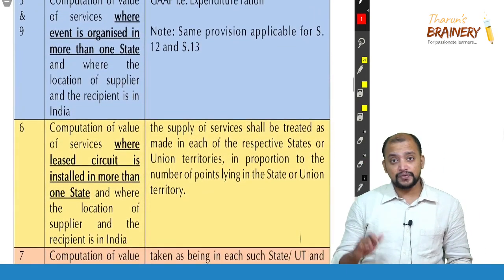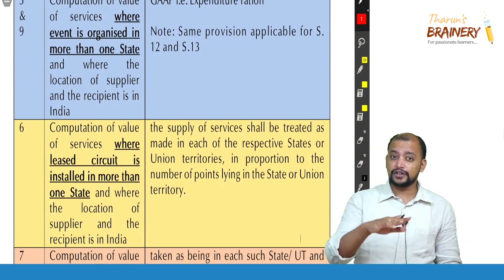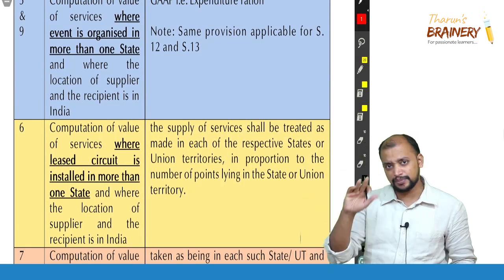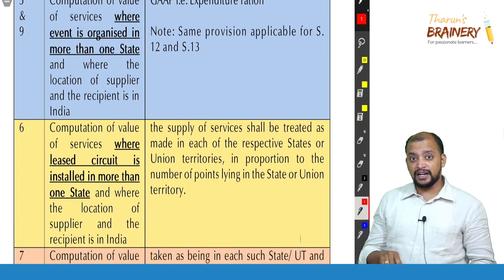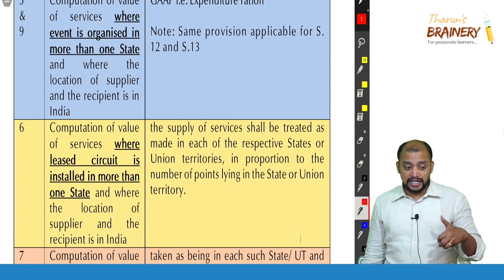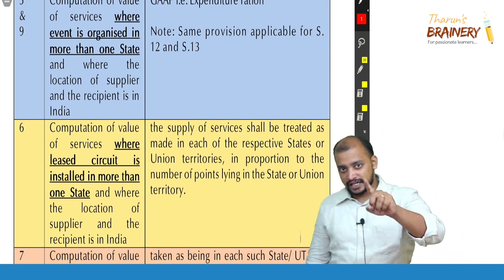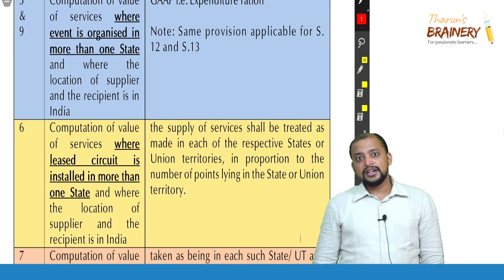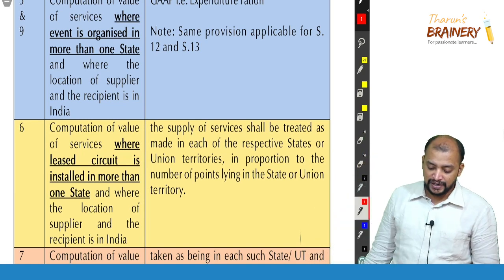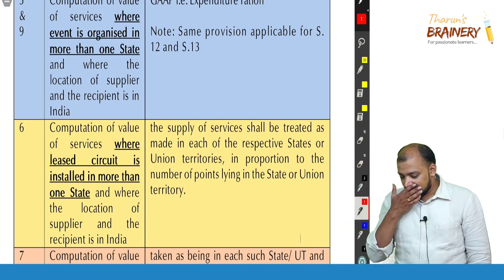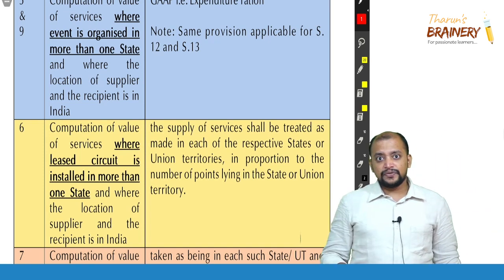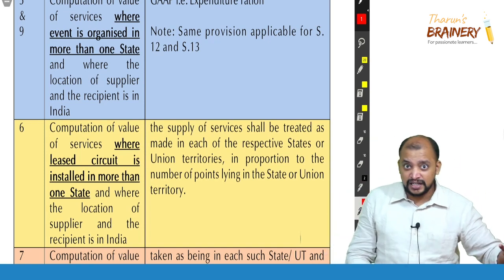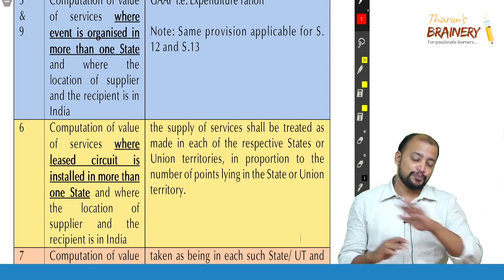Rule 4 is in the section 12 context, and rule 8 in the section 13 context, but both are the same. Then rule 5 and 9. Suppose the event is held in more than one state under a single contract. Then in the ratio of GAAP we need to divide. That is the expenditure ratio. For conducting an event we will have expenses, so in that expenditure ratio our revenue should be apportioned.